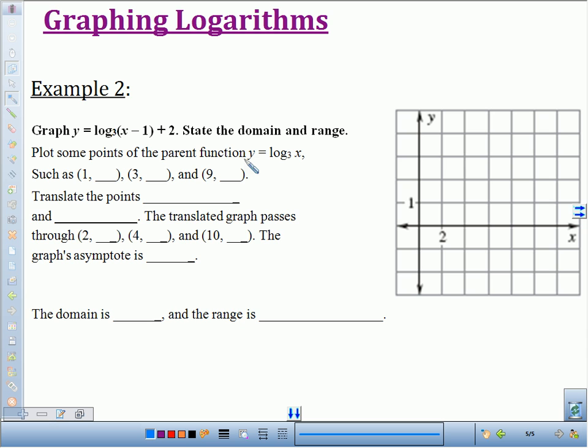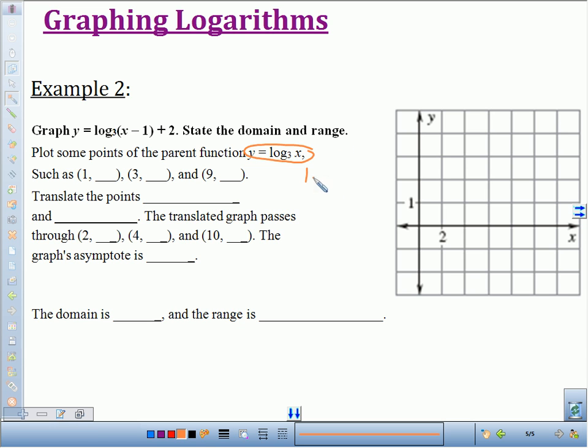Now on this example, we actually want to graph the equation, then we want to translate it. Now translating, that's just when we move the graph around. We don't change the size of it. But we're going to start the same basic way. We say, all right, I have log base 3, and what I want to do, notice what it says here. I want to plot some points from the parent function y equals log base 3 of x. We want to do that because life will be easier if we do it that way.